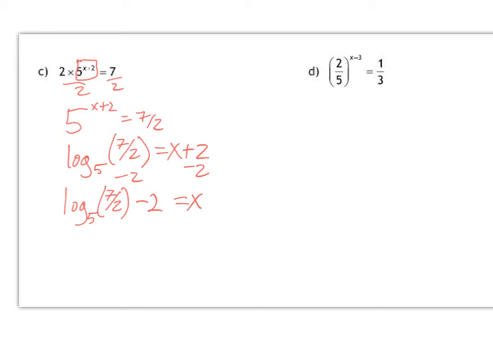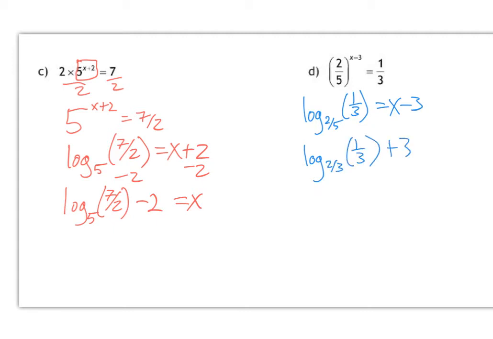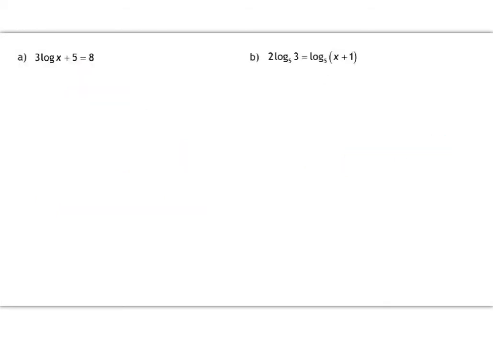For the other one, I'm going to convert this to logs because we already have that expression by itself. This is going to be log base 2/5 of 1/3 is equal to x minus 3. And to get a final answer, we've got log base 2/5 of 1/3 plus 3 is equal to x. There's nothing to combine, so we are done at that.